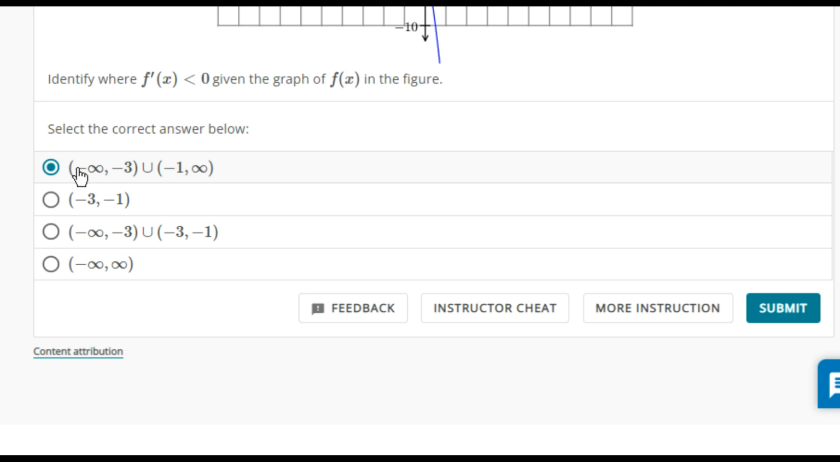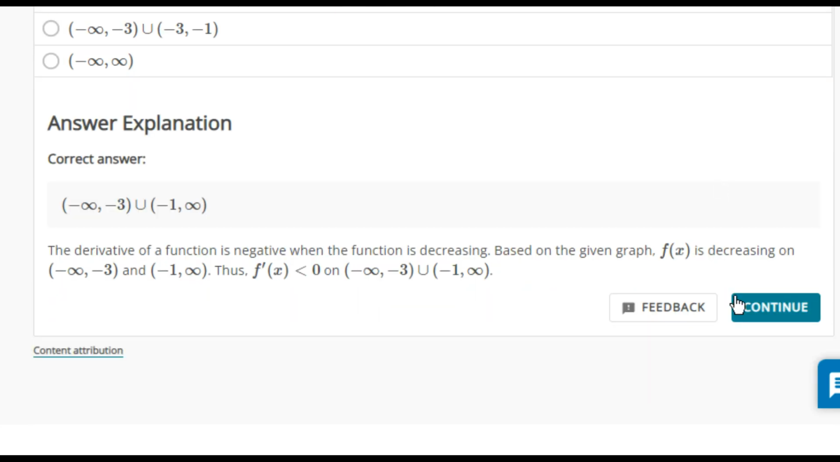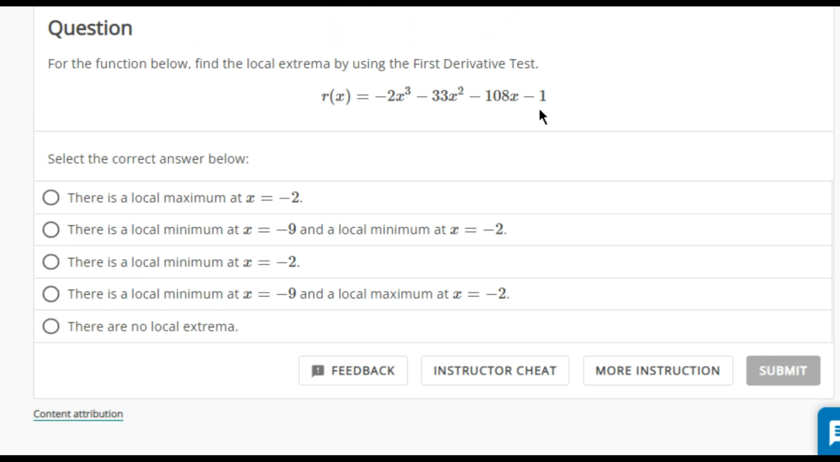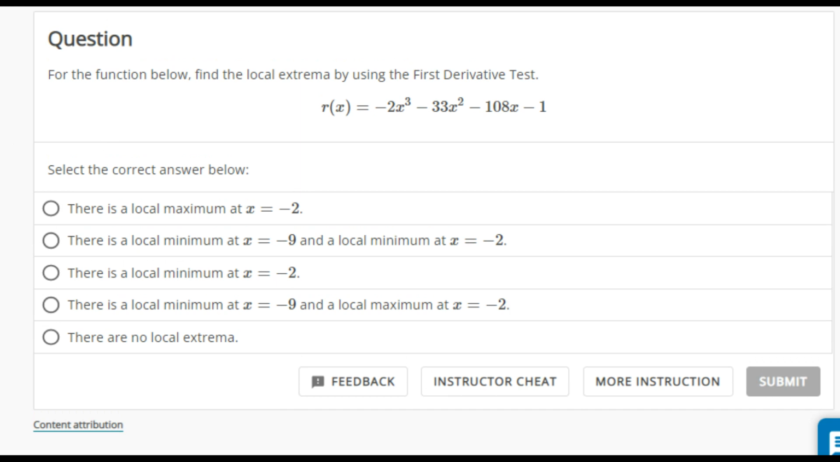That's where f is decreasing. And what that translates to is f prime being negative. All right.